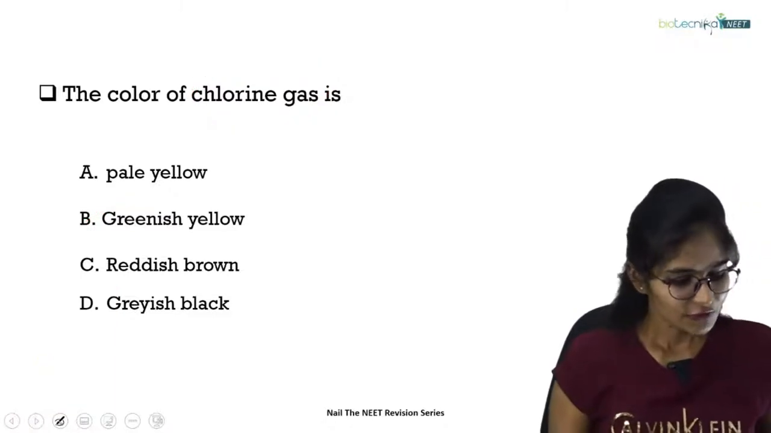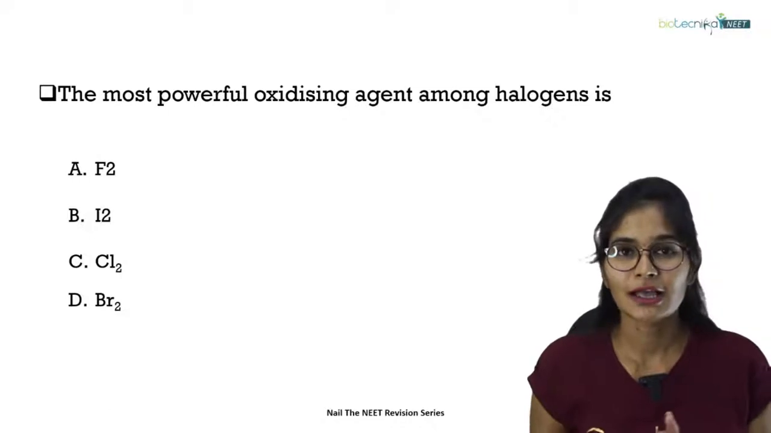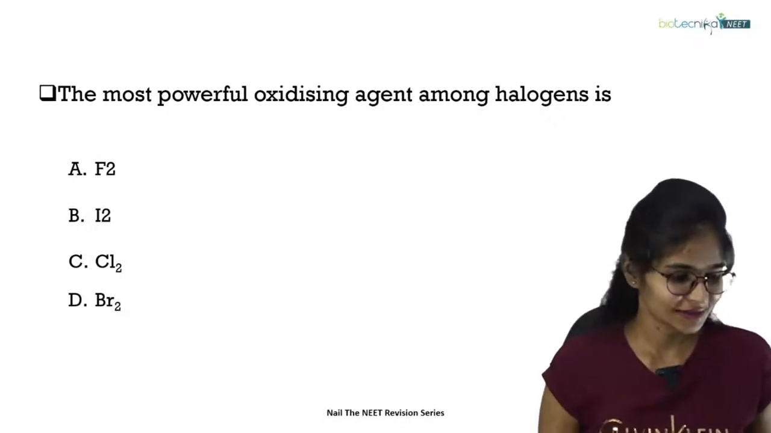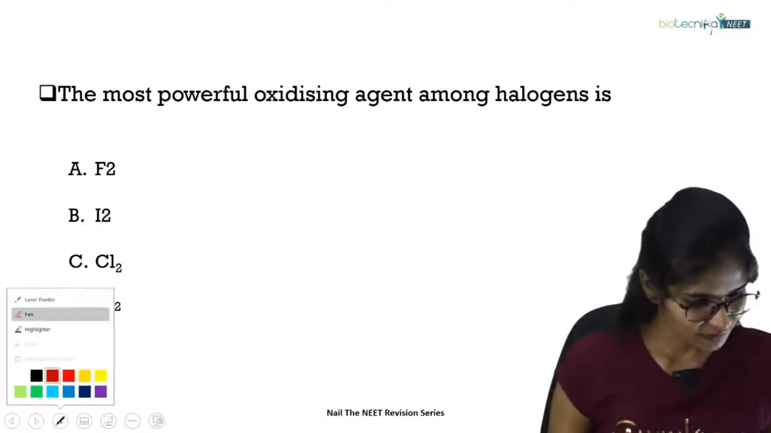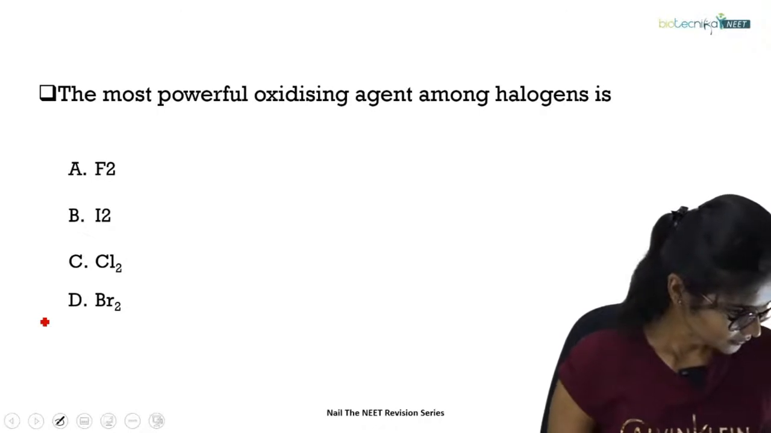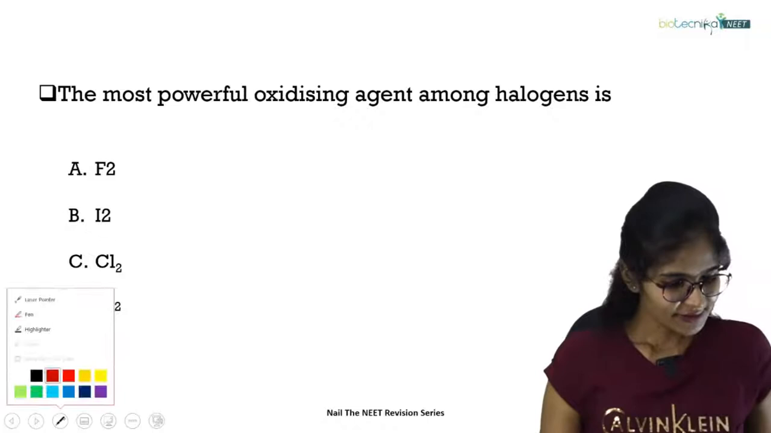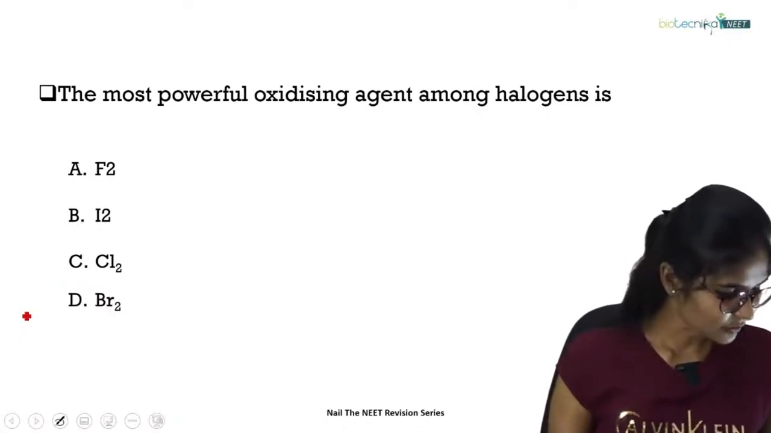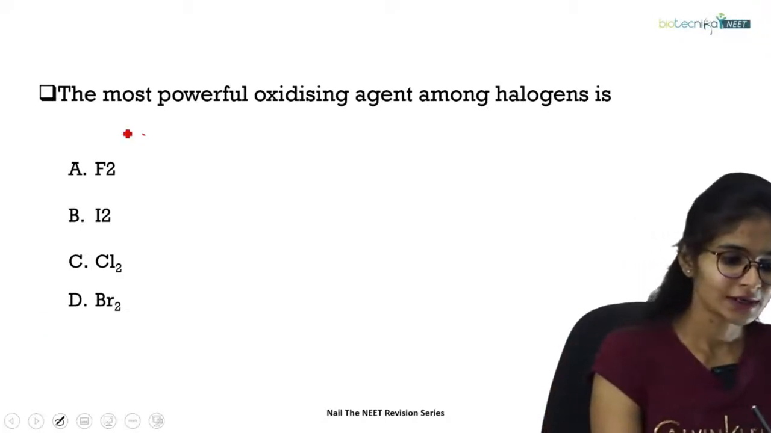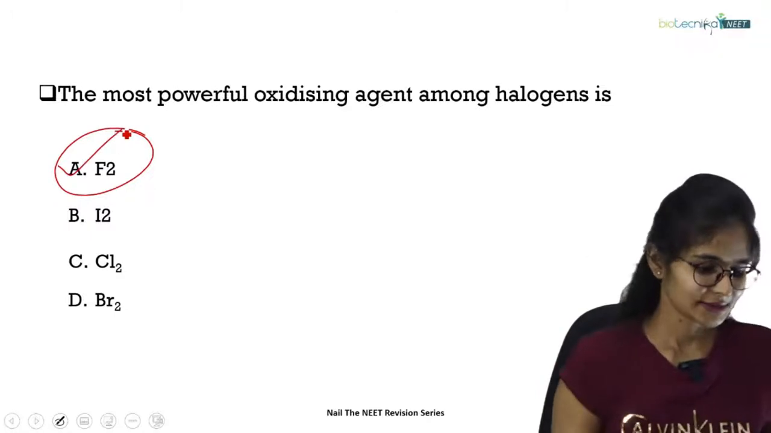Very good, students. Coming to the next question: the most powerful oxidizing agent among halogens. This is again an indirect question, related to what you answered previously. Can you answer this question, students? I hope this answer is one and the same again, F2. Why F2? I already concluded it is a good oxidizing agent. So option A is the answer.